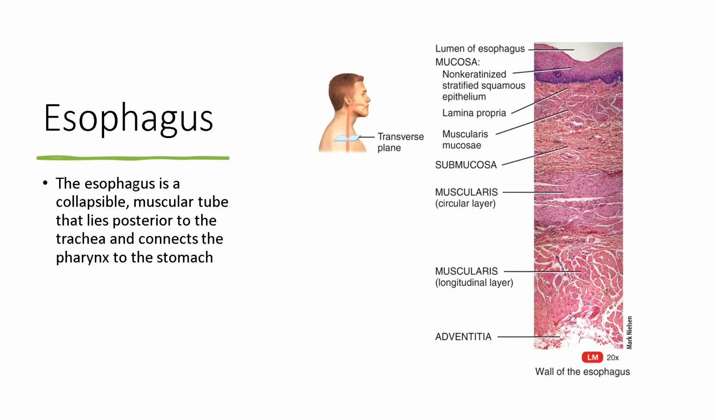The esophagus is a collapsible muscular tube that lies posterior to the trachea. It begins at the inferior end of the laryngopharynx, passes through the inferior aspect of the neck, and then enters the mediastinum anterior to the vertebral column. Near the stomach, the mucosa of the esophagus also contains mucus glands, but only near the stomach. Superior to that portion, the esophagus doesn't have mucus glands.